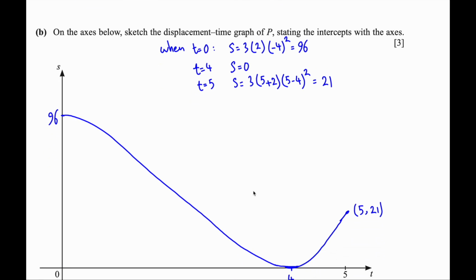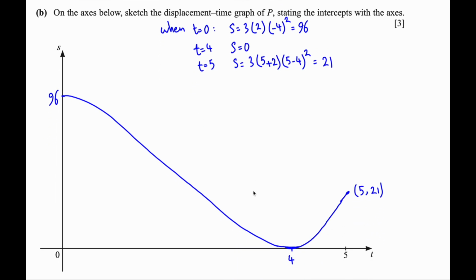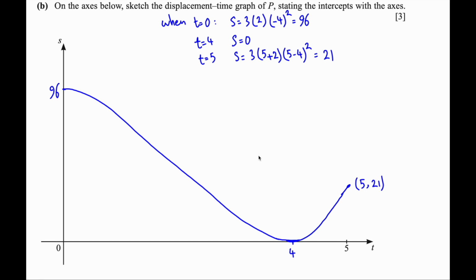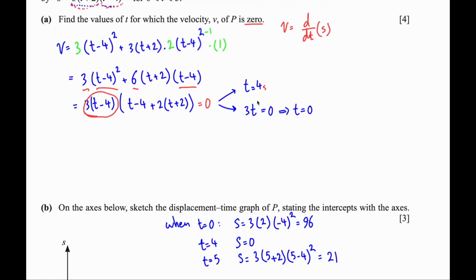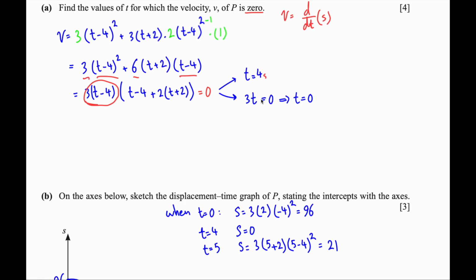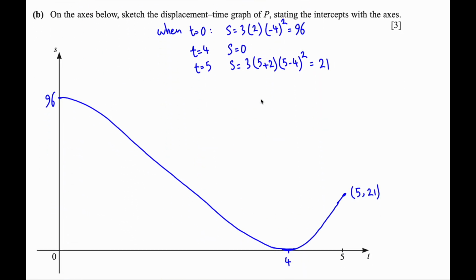In part B, I'm asked to sketch the displacement versus time graph of P and state the intercepts with the axis. So I already know that at time 0 and at 4 seconds, the velocity function is 0. And velocity function is basically my maximum and minimum of my displacement function, because those are the points where the derivative is 0. So that's going to be at the beginning and at time 4.